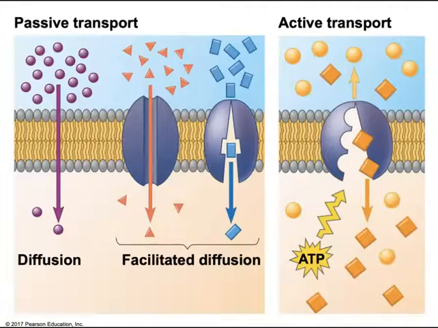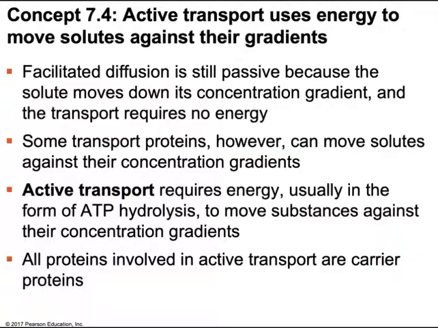Now we'll cover active transport, which does use energy, usually in the form of ATP hydrolysis. Whereas passive transport moved solutes down their concentration gradients, active transport moves solutes against their concentration gradients. In other words, active transport moves solutes from a region of lower concentration to regions of higher concentration. All proteins involved in active transport are carrier proteins.